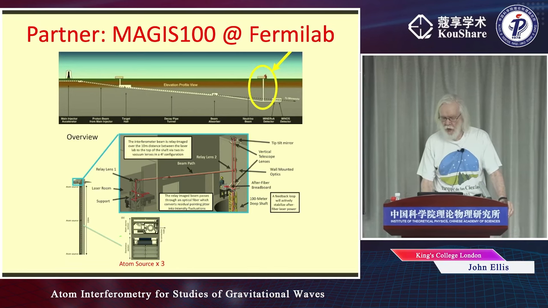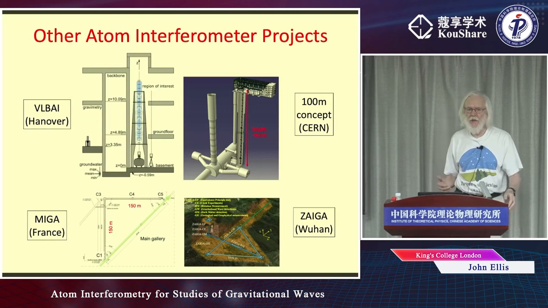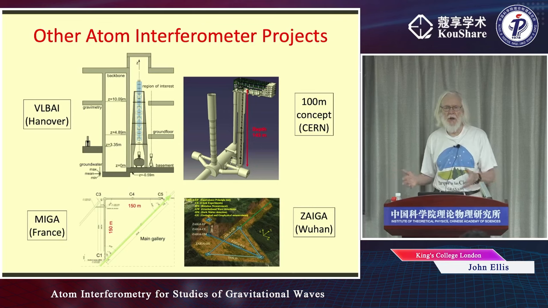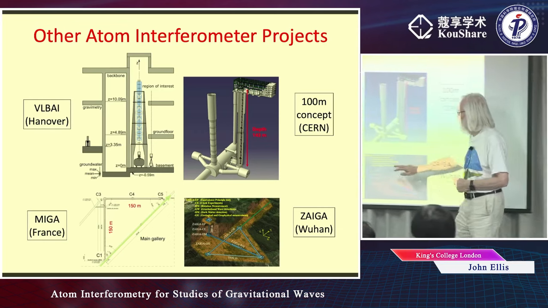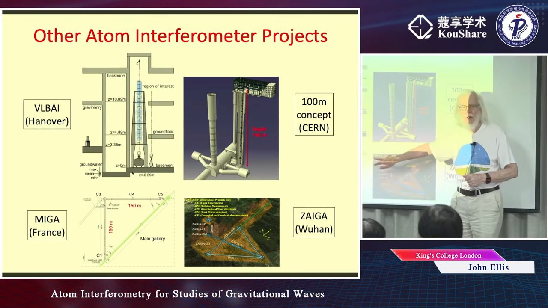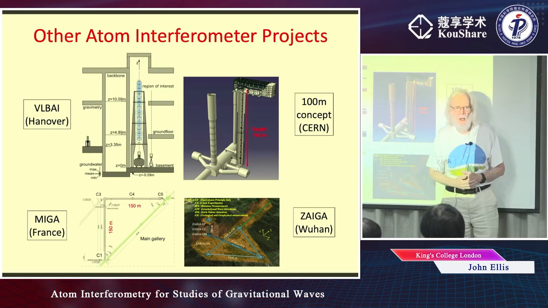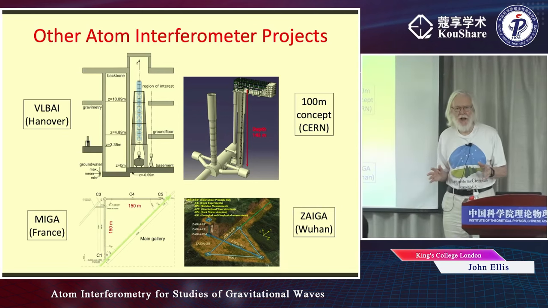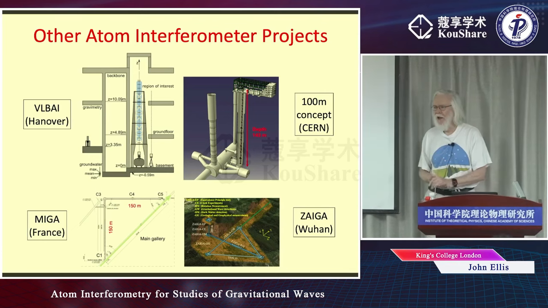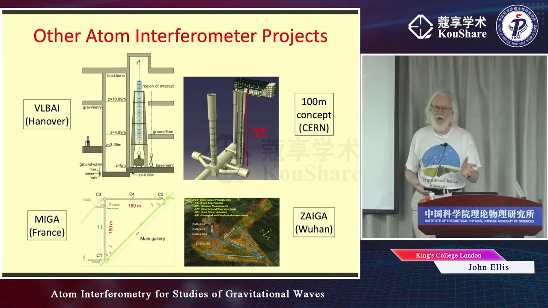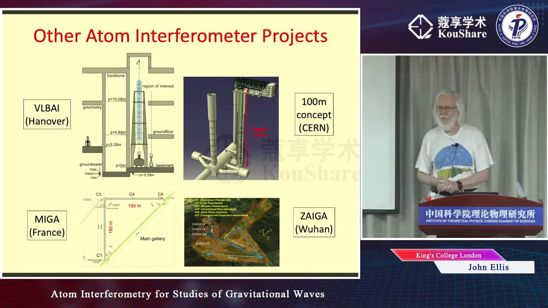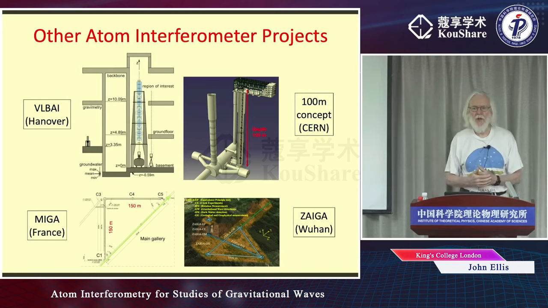Okay. So as far as 10-meter devices, VLBAI is probably going to be first. We're probably going to be behind. The MIGA detector, maybe they'll compete with MAGIS. But I understand their detector less well than I understand MAGIS, because it's based on a different principle. And needless to say, since MAGIS is the same principle as AION, I think it's better. Any other comments or questions?